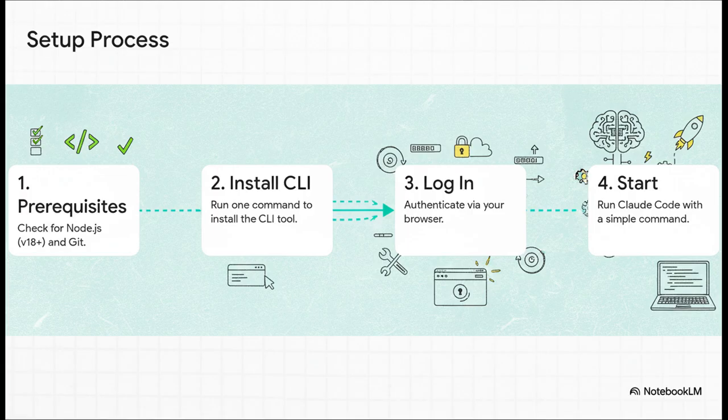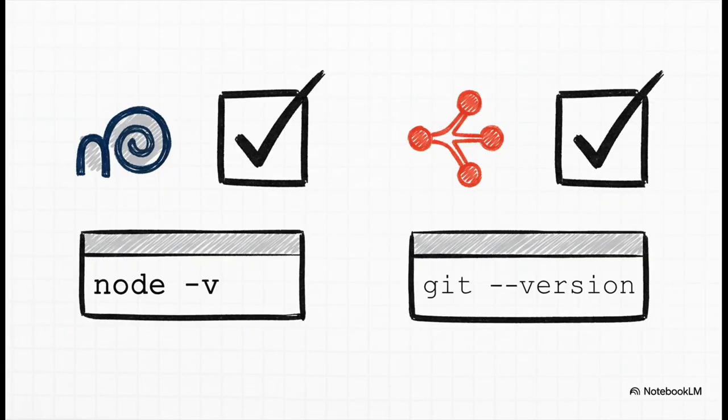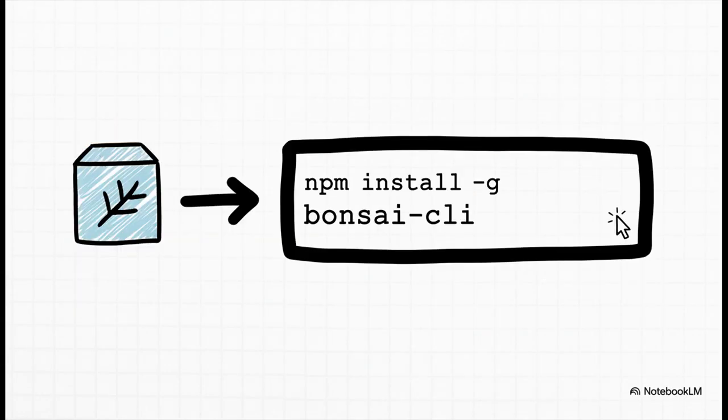Let's do it. First things first, the only things you really need are Node.js, version 18 or higher, and Git. Honestly, most of you probably have these on your machine already, but you can do a super quick check by running node -v and git --version in your terminal, just like you see here. Got those prerequisites? Fantastic. Now for the actual install. It is literally one npm command. That's it. This gets the tool installed globally on your machine. Just copy this line, paste it into your terminal, and you are basically there.